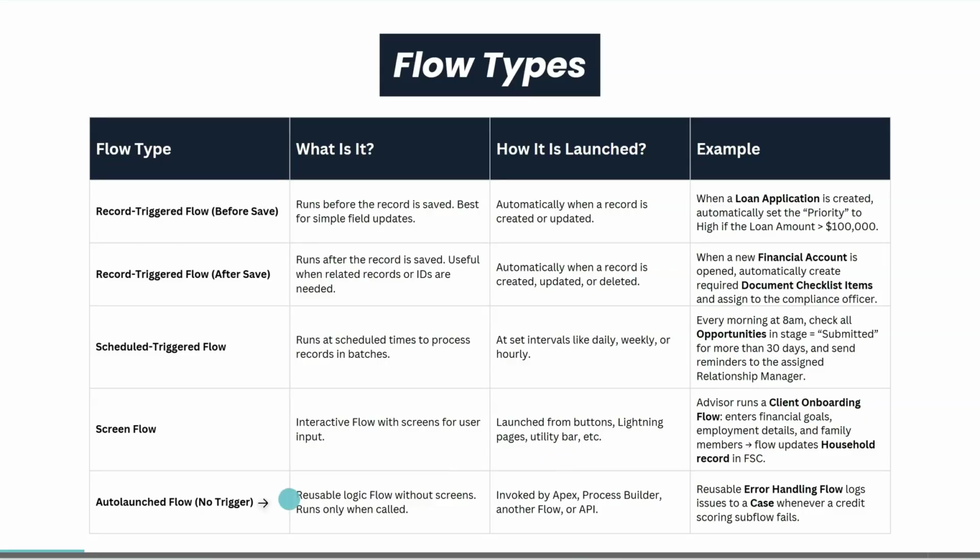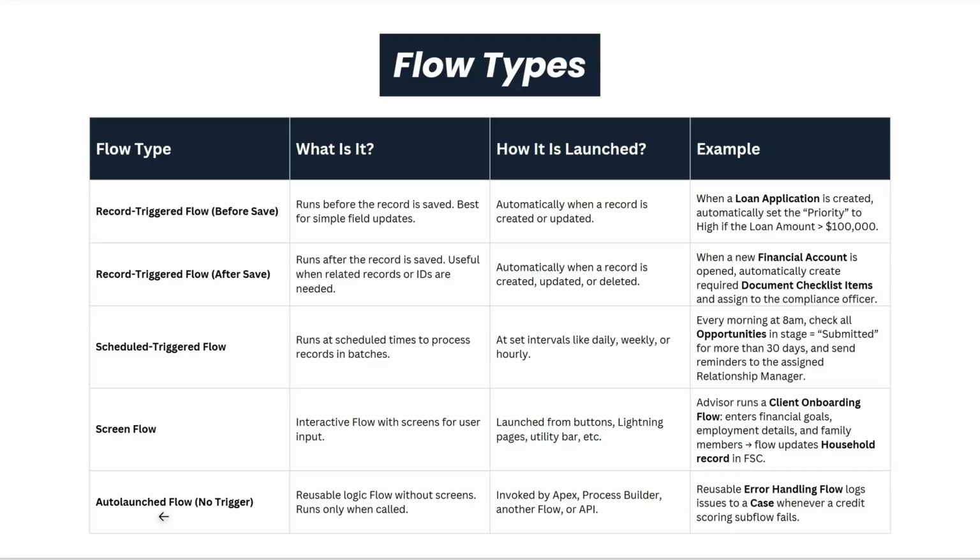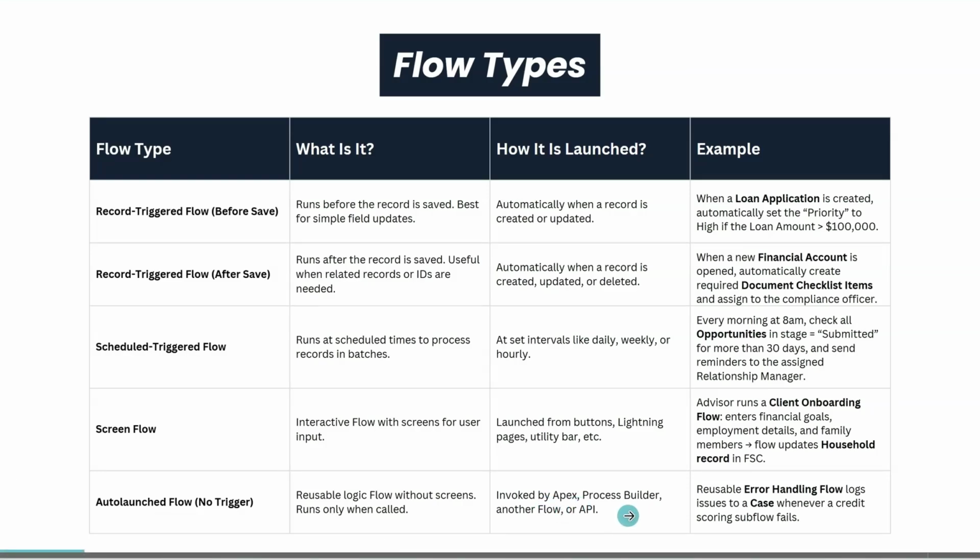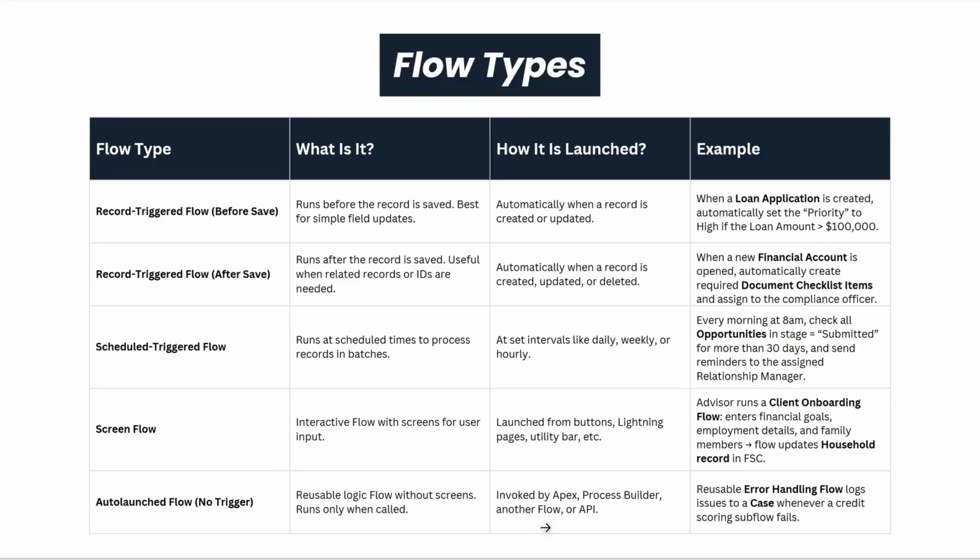And then lastly, we have auto-launch flows, which are not triggered. An auto-launch flow is a reusable flow with no UI, and it only runs when it's called. It's great for reusable and shared business logic. Auto-launch flows can be invoked by Apex, Process Builder, another flow, or an API. And a good example of an auto-launch flow would be an error handling flow that other flows can call.